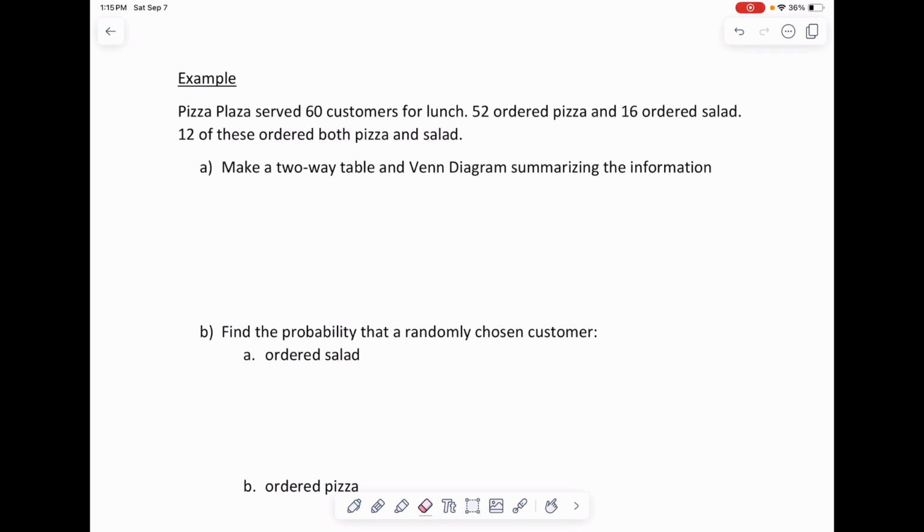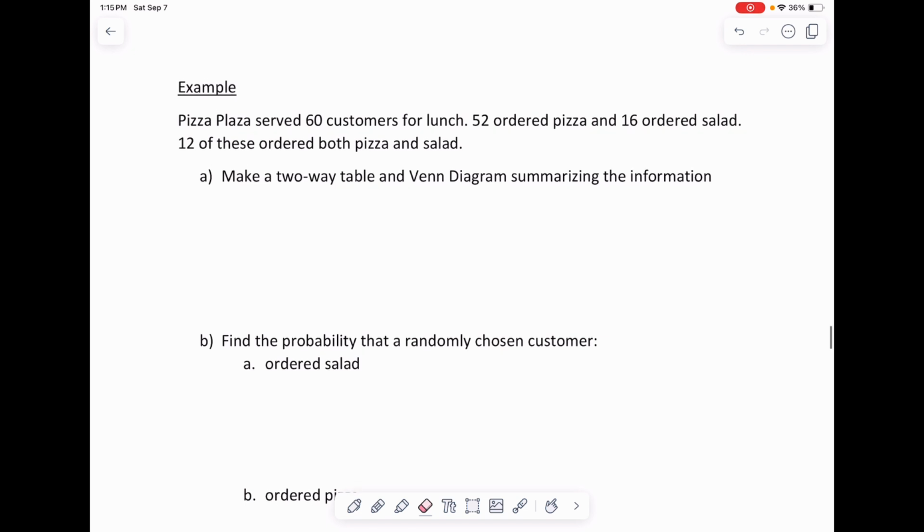I'm going to start with the two-way table. I actually think that's easier than a Venn diagram. Think of the fact that you've got people who ordered pizza and people who didn't. From a probability perspective, we're going to call that P^C, the complement. If people ordered pizza, that's P. If they didn't order pizza, they're P^C. Then the same with salad: they either ordered a salad or they didn't.